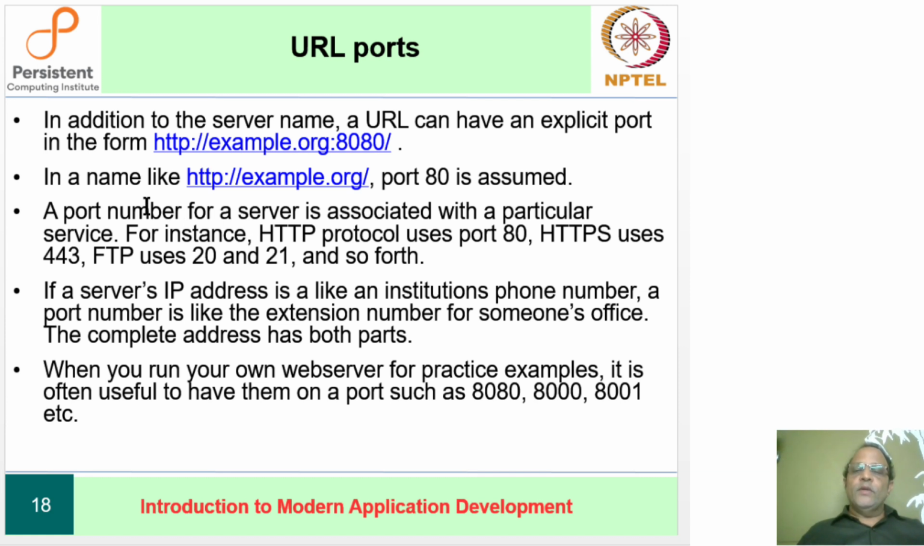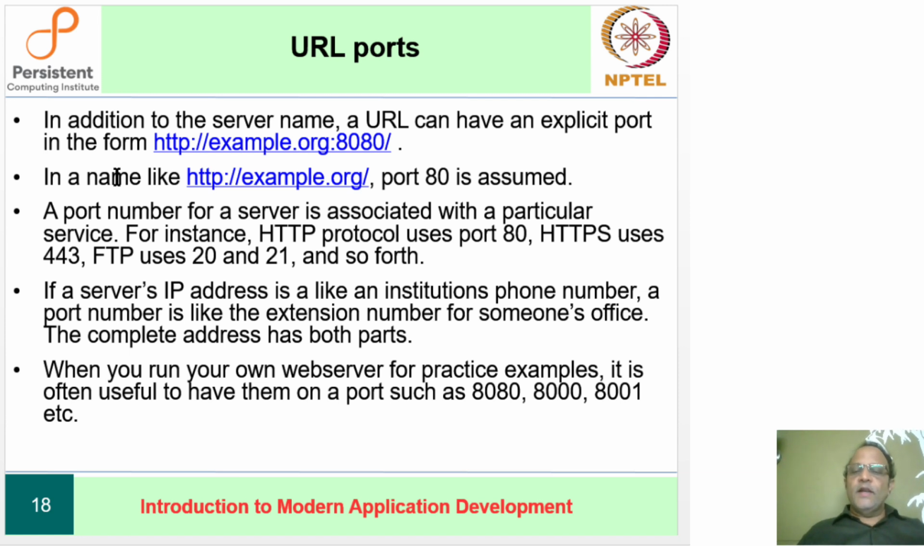The port number, because it is common for most URLs, when it is 80, it is not mentioned by the browser. You may have noticed that browsers nowadays even hide protocols like HTTP, although at one time they never used to do things like this. So what is a port number? A port number for a server is associated with a particular service. For example, the HTTP protocol uses port 80, HTTPS uses 443, FTP uses 20 and 21, and so on.